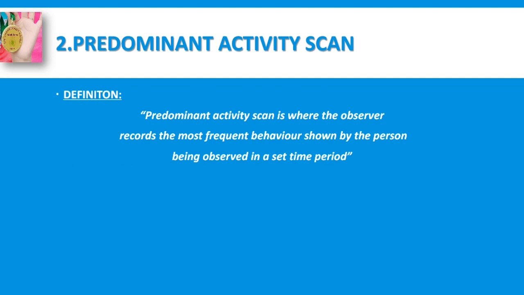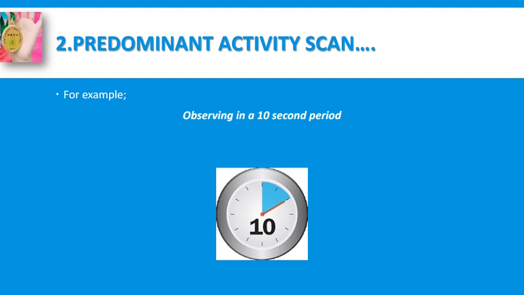Predominant activity scan is where the observer records the most frequent behavior shown by the person being observed in a set time period. For example, observing in a 10-second time period.